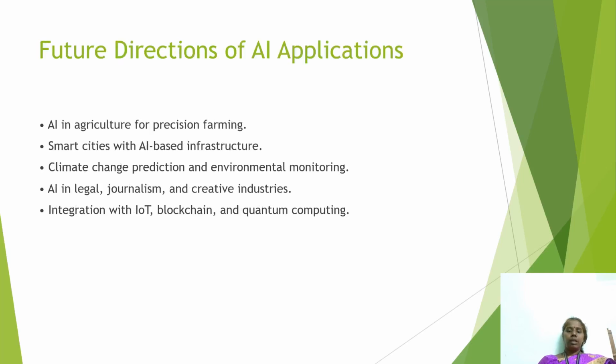Next we are going to see the future directions of artificial intelligence applications. So what are the future directions? Artificial intelligence in agriculture for precision farming. Next we can create smart cities with AI-based infrastructure. And we can create climate change prediction and environmental monitoring. We can use AI in legal, journalism and creative industries. Then we can integrate with IoT, blockchain and quantum computing. So this is the future direction of AI applications.